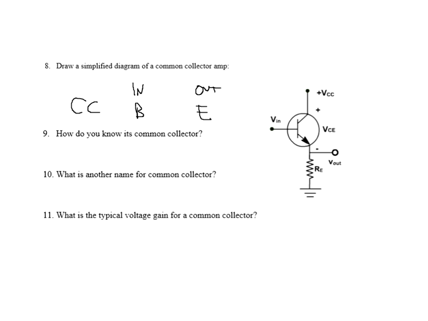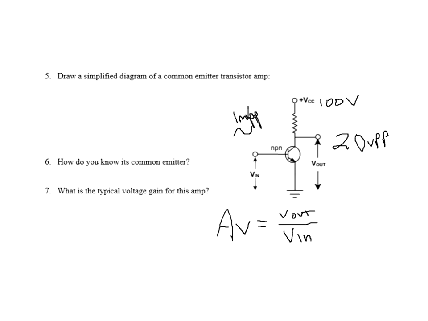How's that compare to a common emitter? Common emitter, the input's on the base, the output's off the collector. Now, let's just back up here for one moment. Notice that in a common emitter, there's a resistor between the collector and the power supply.